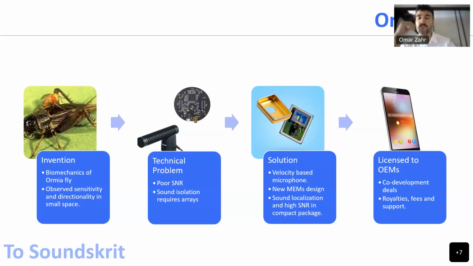The solution, or the product, or the expression of the invention became the development of a new MEMS design for a microphone that could localize sound with high signal to noise ratio in a very small compact package. The market pickup of this technology is through OEMs, being original equipment manufacturers. These are companies like Apple, like Samsung, that develop these devices by assembling components from many other companies.